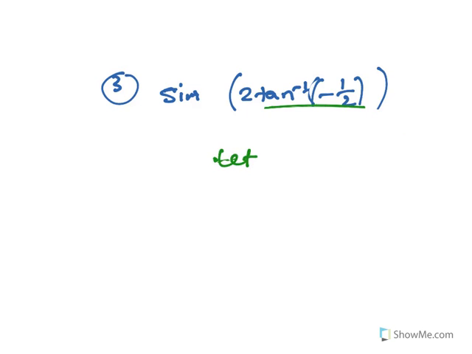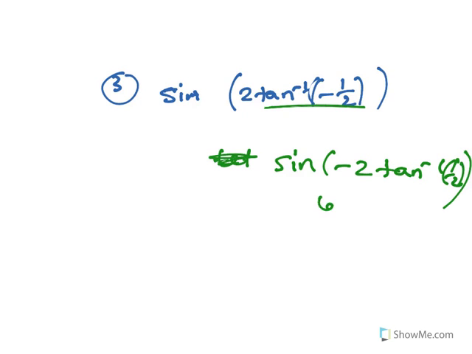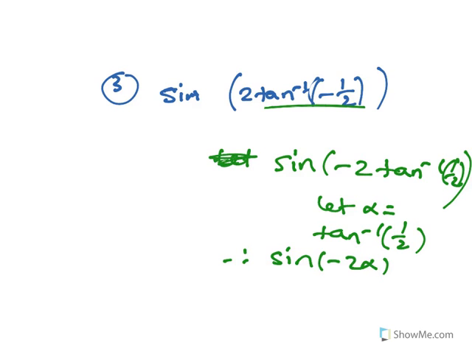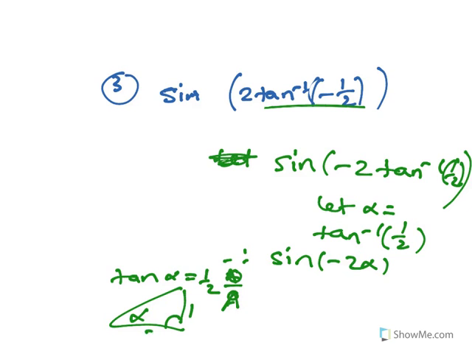Okay, what we'll do first of all is take the minus out. So 2 tan the minus 1 of a half, and then let alpha equal tan the minus 1 of a half. Therefore, we're after sine of minus 2 alpha. Because tan alpha equals a half, that's how you can draw your triangle up. So that's opposite on adjacent, 1 on 2. The hypotenuse is root 5.